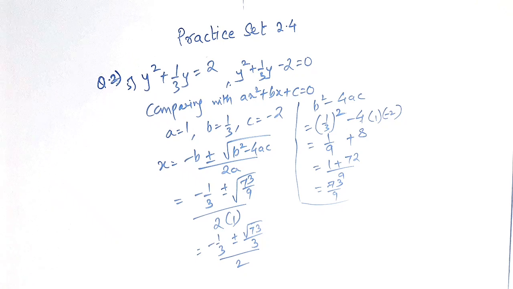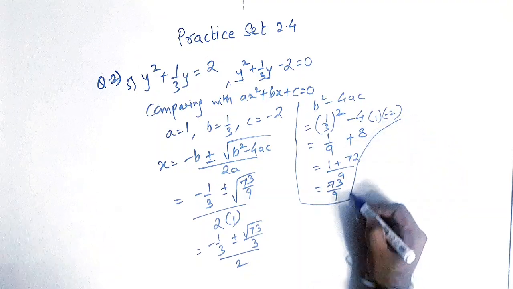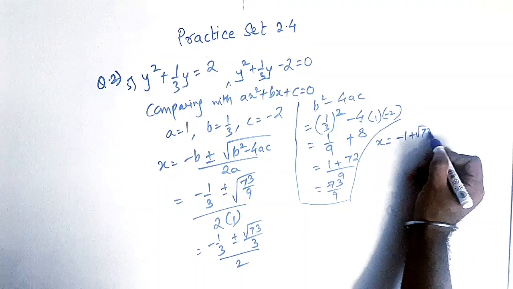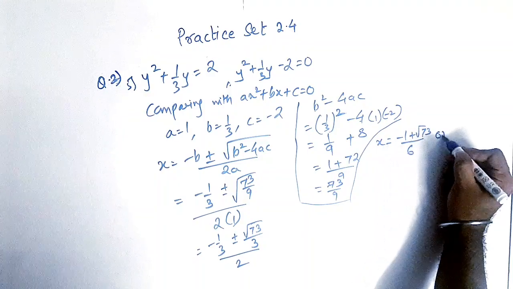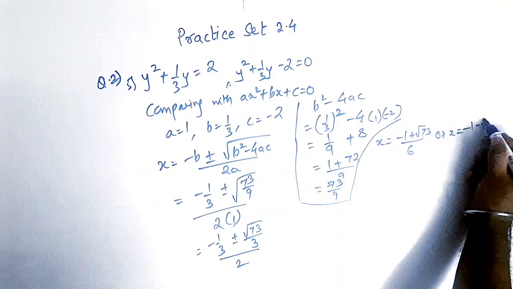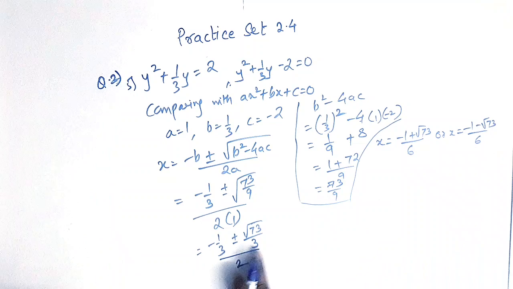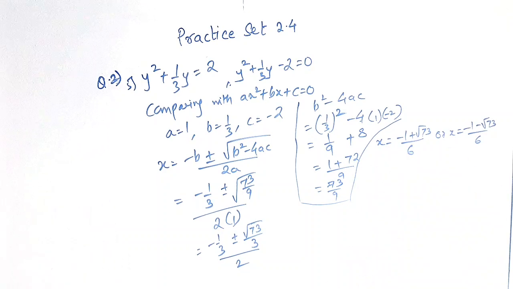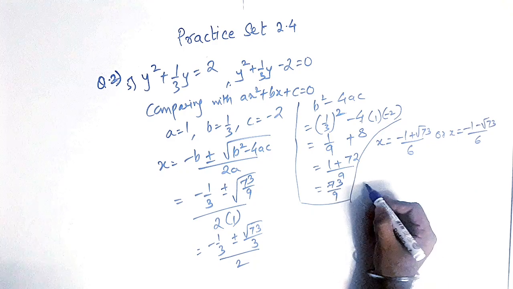So now what we have is minus 1 by 3 plus or minus root 73 by 2. Okay, so now if you see, this 3 will go down as common denominator. Okay, and we'll have x equals to minus 1 plus root 73 upon 6, or x is equal to minus 1 minus root 73 upon 6. Okay, this 3 will go down, you know how it works. Okay, so here these are the possible roots of the quadratic equation. Okay, you can write them.